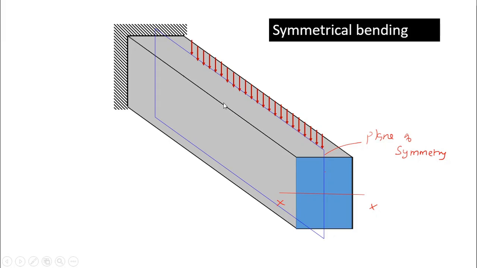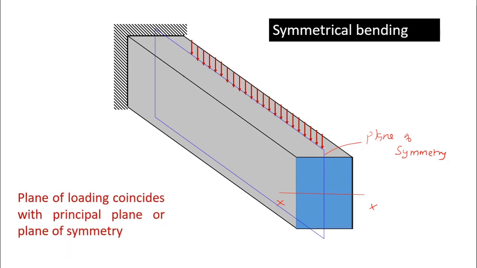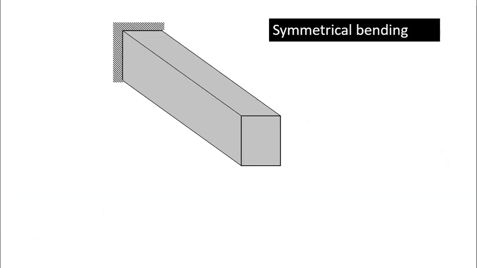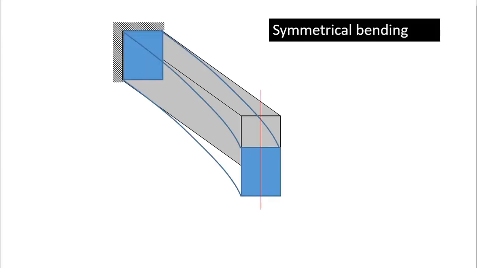If the plane of loading and the plane of symmetry coincide with each other, then such a bending is called symmetrical bending. You see here, the plane of loading coincides with the principal plane or plane of symmetry. Okay. Now in this case, after loading, the structure is going to deflect like this. Now initially you had your x-axis here, symmetrical x-axis, and this is the y-axis.